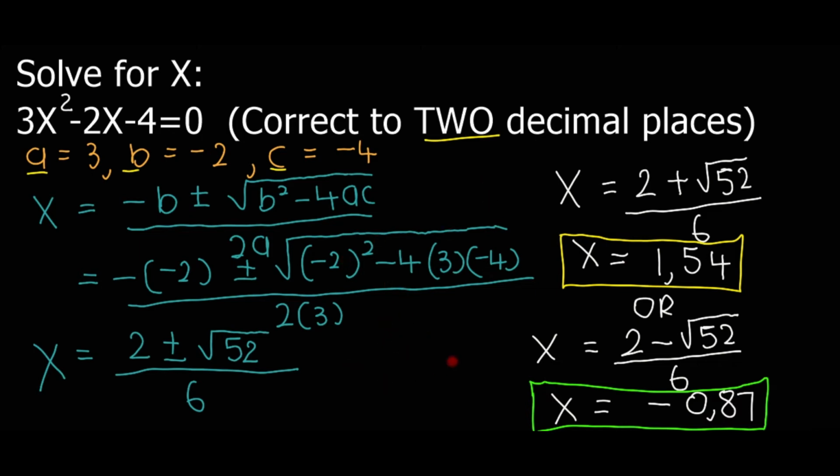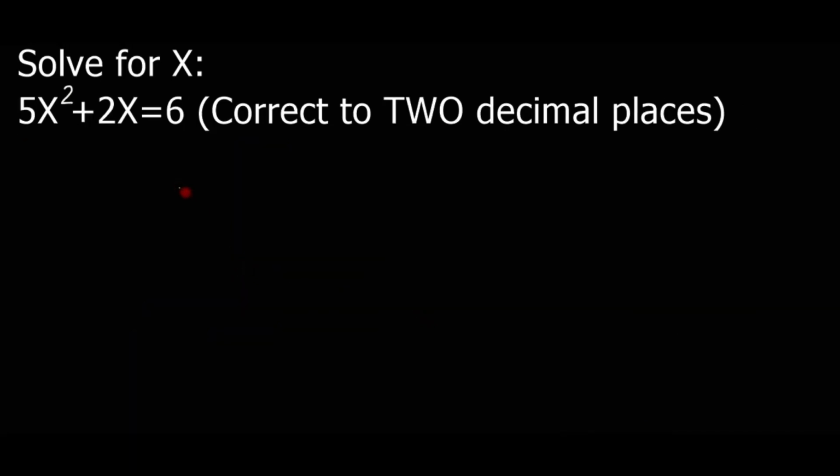Let us look at another problem. And then what about this one? When you look at this one, the other side is not 0. So the first thing we will take this 6 and bring it to this side, and then we have 5x squared, and then plus 2x minus 6, and then equals to 0.